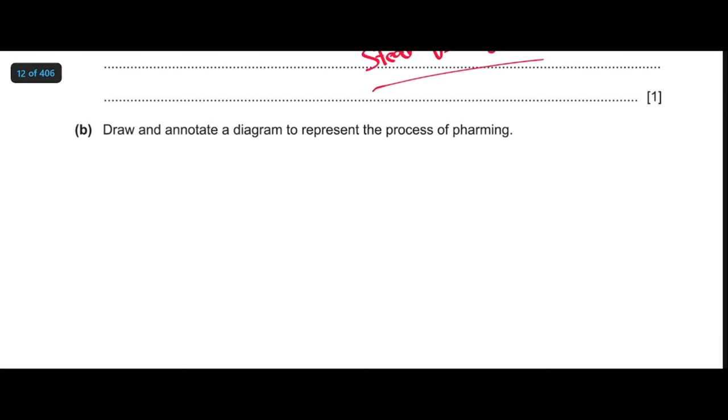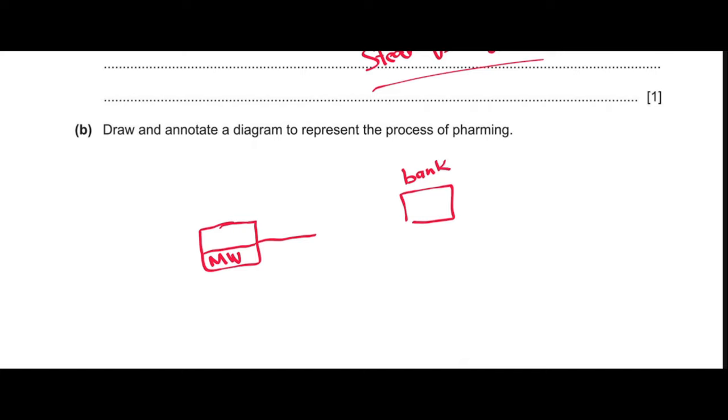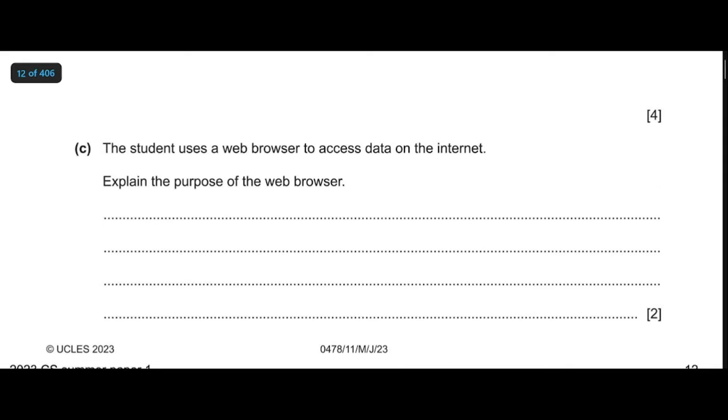Draw and annotate a diagram to represent the process of pharming. So in pharming, the user first gets infected with malware, and then when he tries to open some website, the malware redirects him to a fake website. Okay, so let's say this is a computer which is infected by malware, and then when the user tries to open some website, for example, he wants to go to bank.com, the hacker or the malware redirects him to a fake website that looks similar to bank.com. So this is a fake website. Okay, that's how it works. He is supposed to go here, but the malware takes him to the fake bank website. So that's how it works on the diagram.